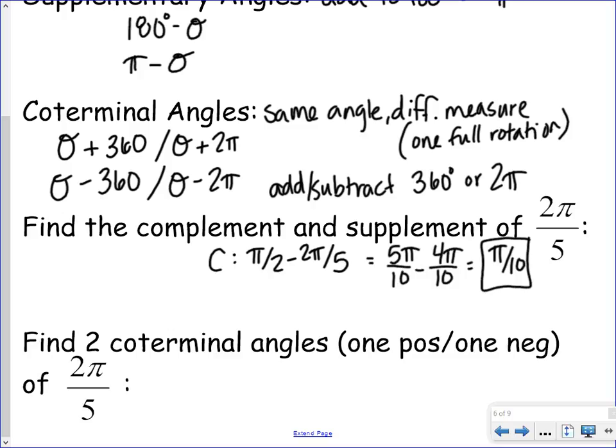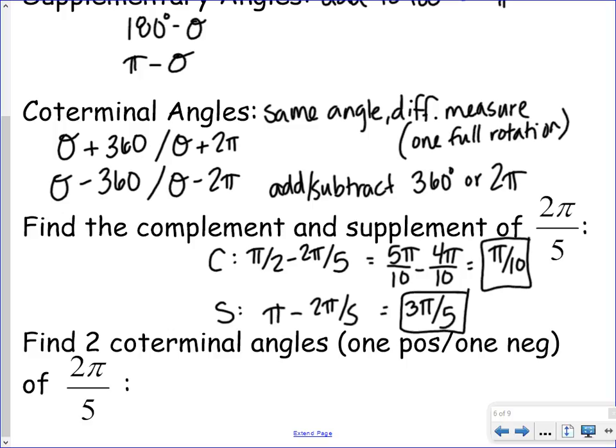And then if I wanted to do the supplement, of course I'd be thinking 180, but I have to change that because I'm working in radians. So 180 is really pi, so I'm going to do pi minus the angle. So pi minus 2 pi over 5. Certainly you would technically need common denominators here, but I can think about what's 1 minus 2/5. 3/5. I don't really do common denominators when I'm doing supplements because that's usually pretty easy. So 3/5 pi. But certainly you could: 5 pi over 5 minus 2 pi over 5 would be 3 pi over 5.